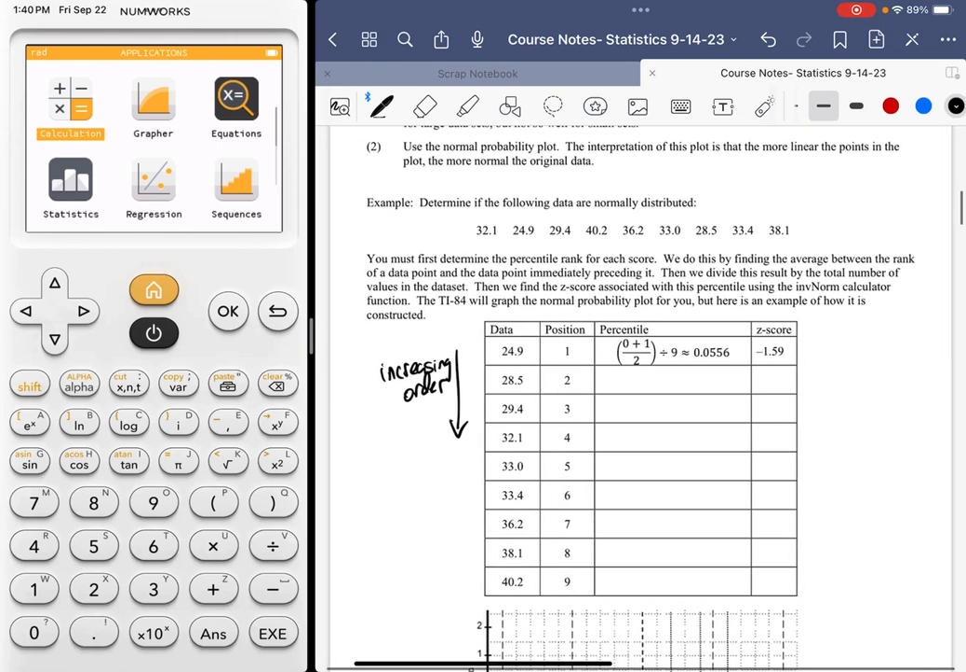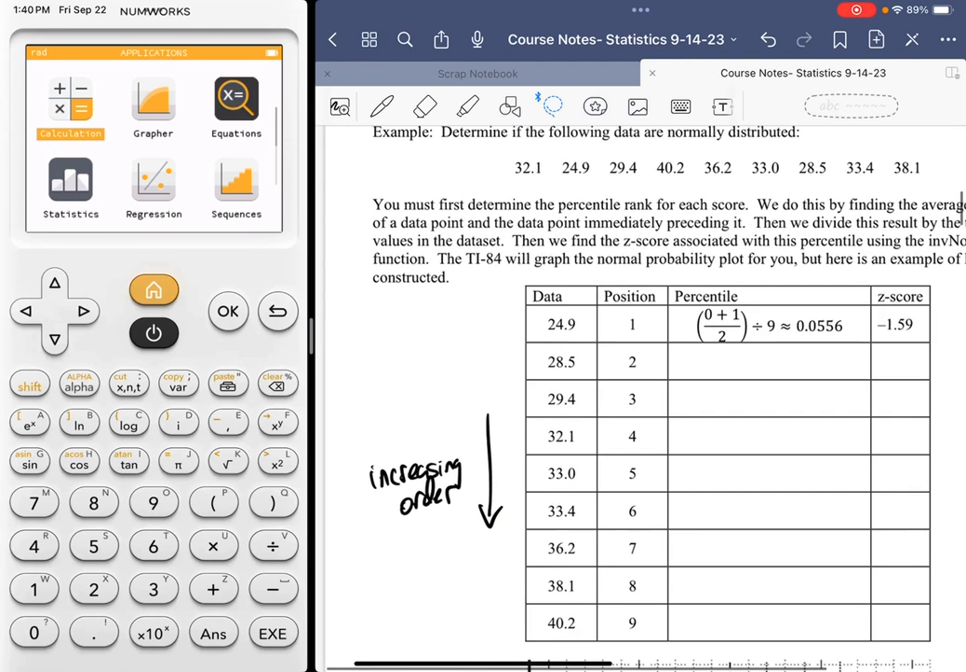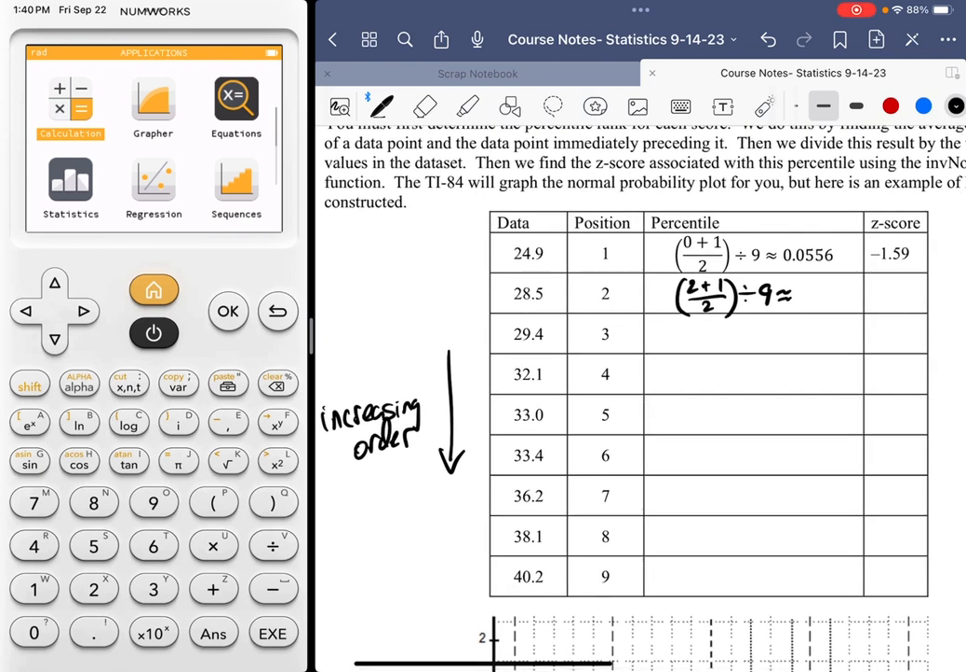And we rank each one of those data points. The first one has a rank of 1, then a rank of 2, and so on down the line. What we're going to do is find the percentile by taking the rank of the given number, in this case a rank of 2, and adding to it the rank of the number that preceded it, so 2 plus 1, divide by 2. So we're finding the average of the rank of the number and the number that came before it. Divide by the total number of values in the set, and you end up with a percentile value.